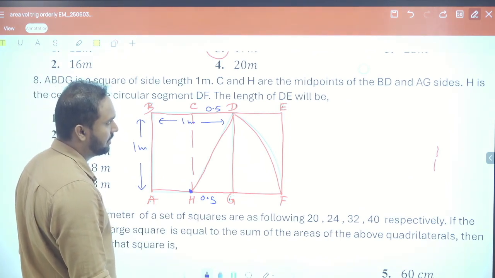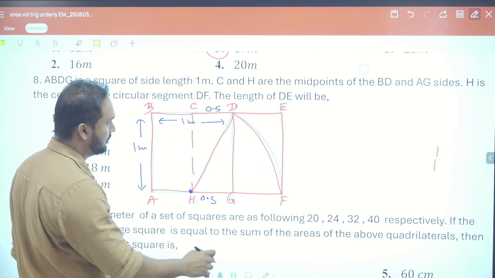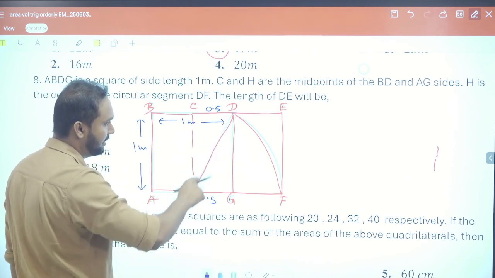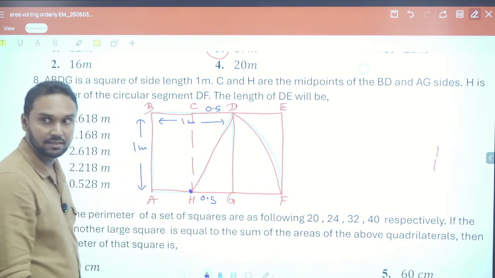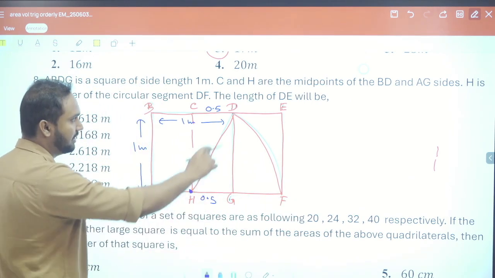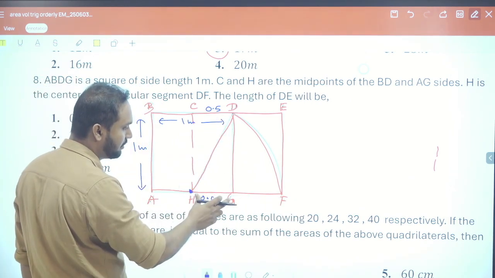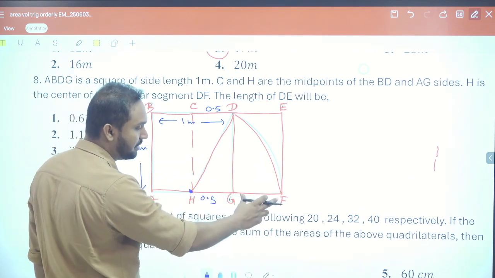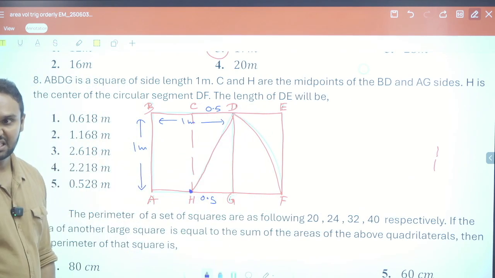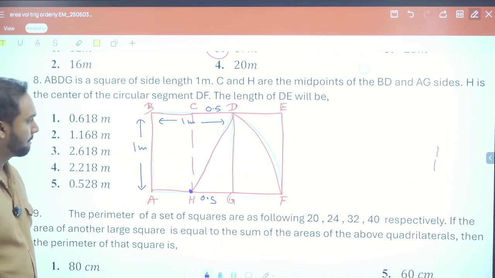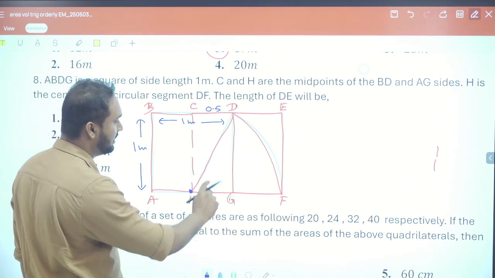So to find the length of DE, what we can do is find the radius here. The radius here is equal to the radius here as well, right? And if you find the radius and deduct the 0.5 value from it, you get the GF value. So the GF value should be equal to the DE value. That's the simplest way. So how do you find the radius here?